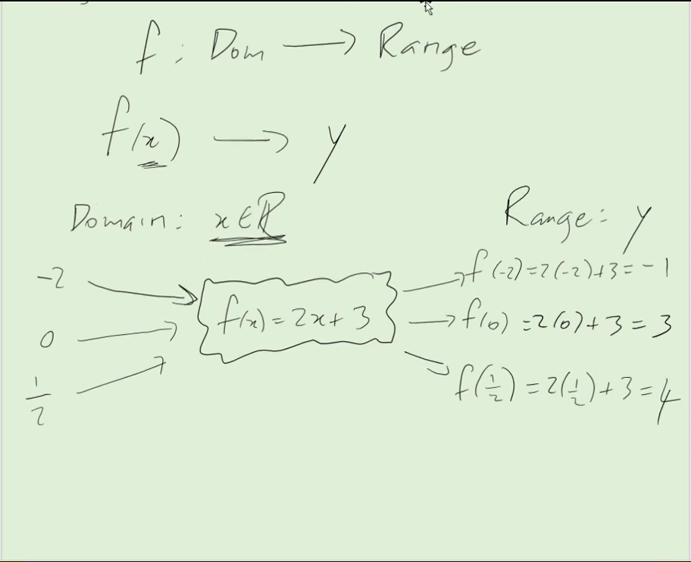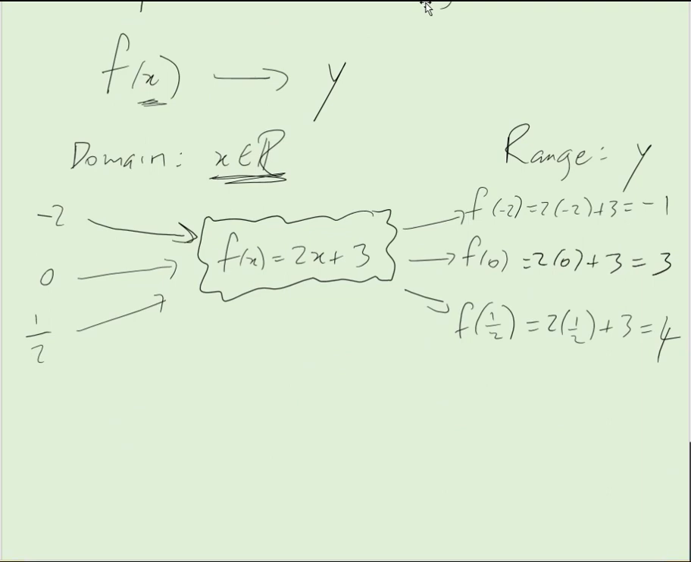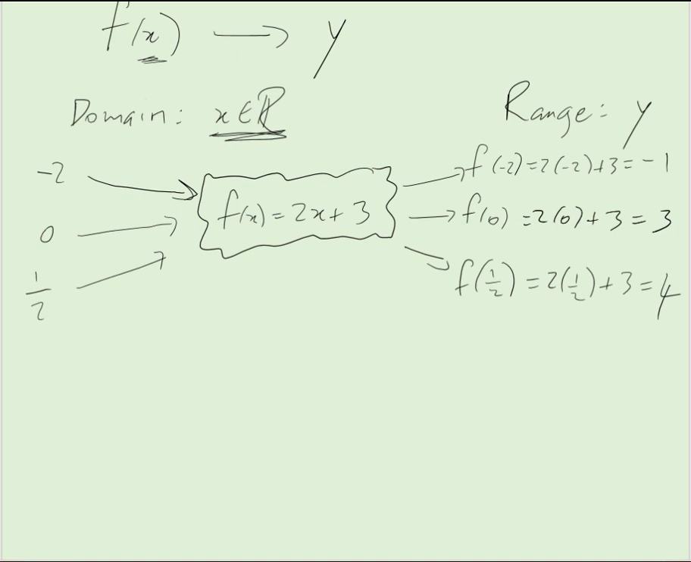So that's what a function does. It takes elements from the domain, does some form of transformation, in this case a linear transformation because it's a linear function, and then it outputs the range.